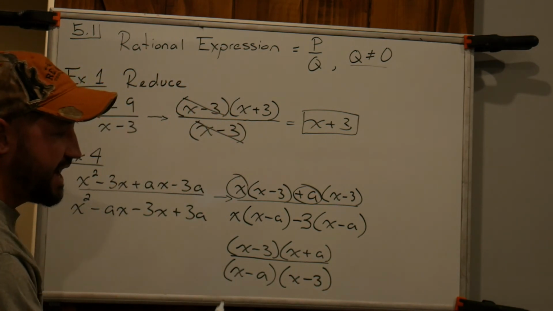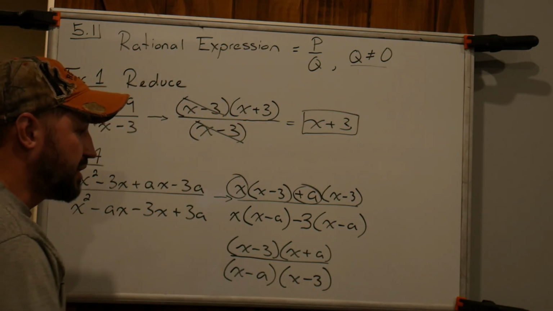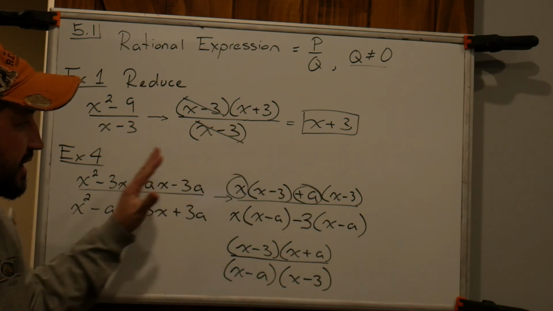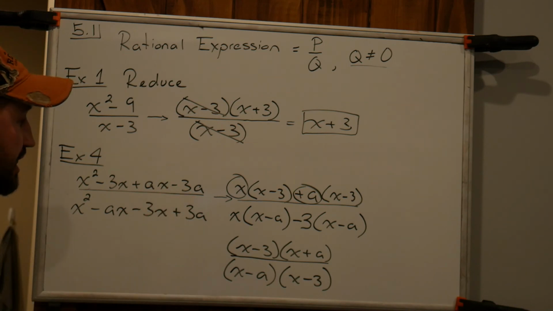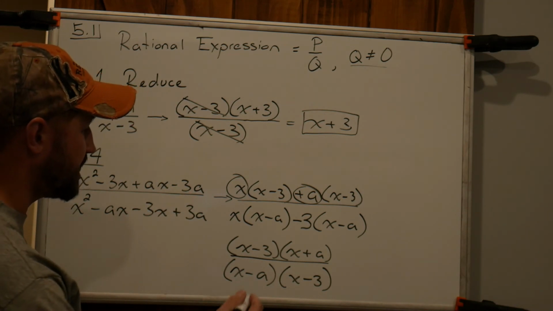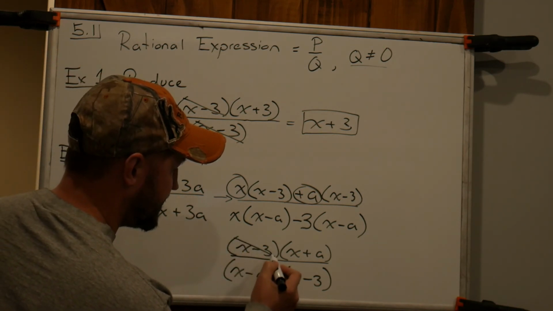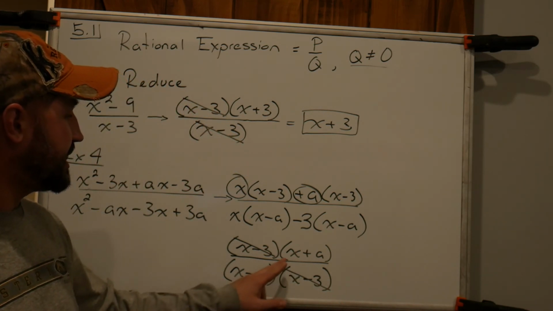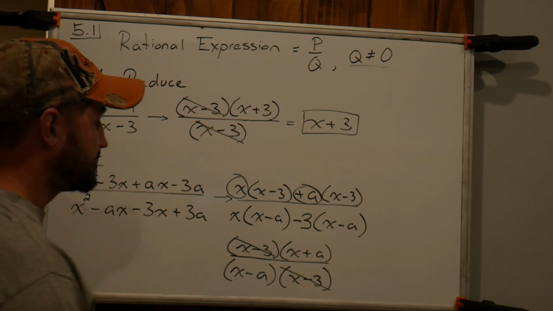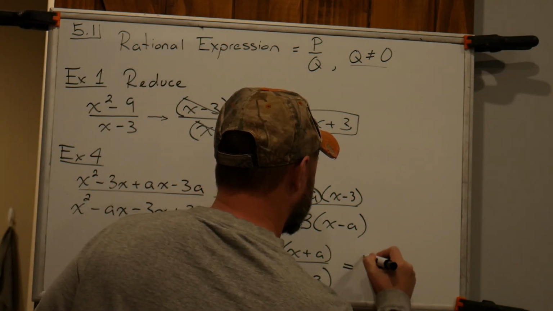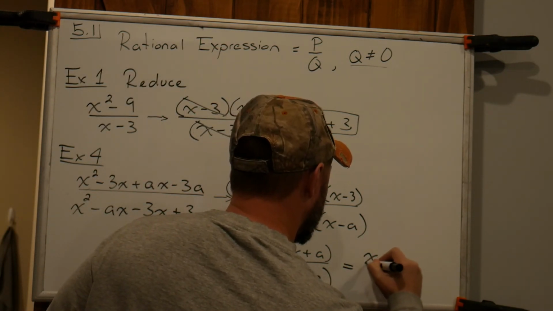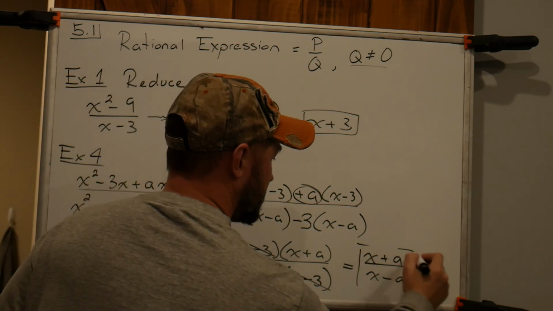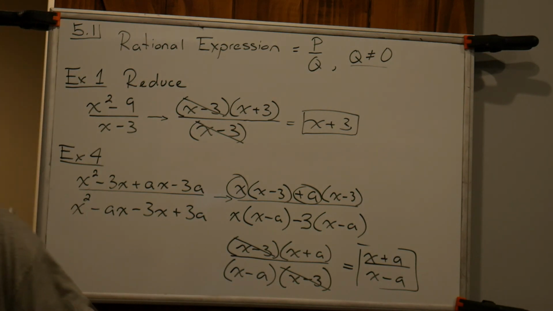Now, they have to be exact. We're looking for exact quantities on the top and the bottom. Anything's fair game on the top with the bottom once we've factored everything out and they're multiplied. So I have an x minus 3, and that matches up with an x minus 3. Here I have an x minus a and an x plus a. Those are different. Since those are different, my answer is x plus a over x minus a. Okay?